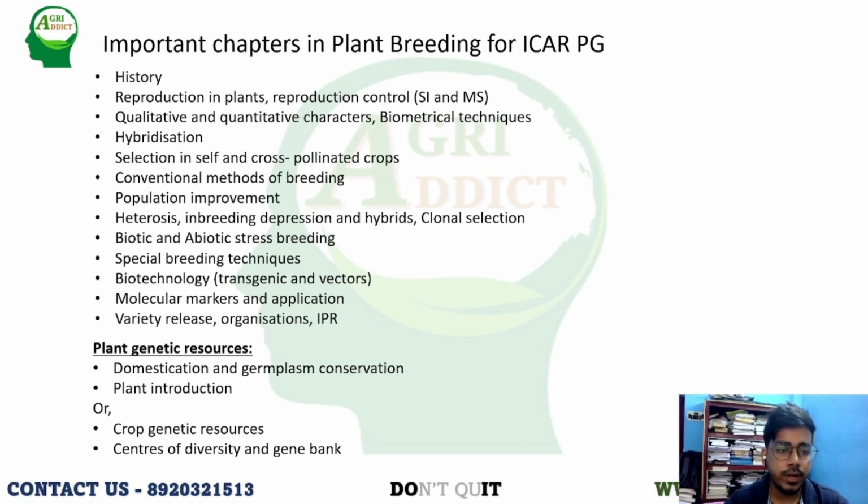Then the population improvement chapter, here comes recurrent selection, progeny selection. You should know the history part and the concepts pretty well for the ICAR examination, and you should revise the chapters 3 or 4 times, as many as you can. Then the heterosis and inbreeding depression chapter. This chapter is very important for the ICAR PG examination.